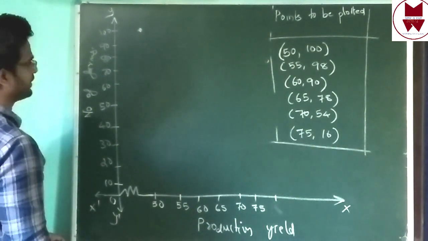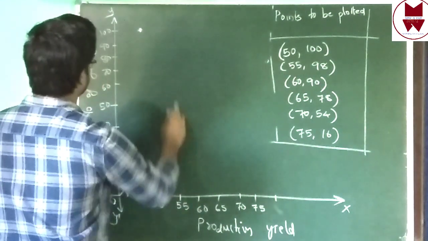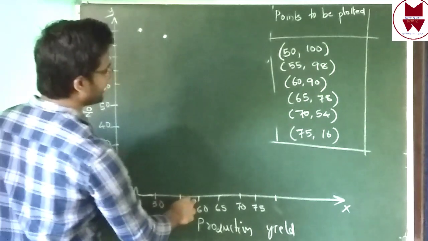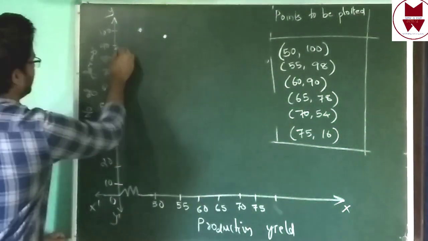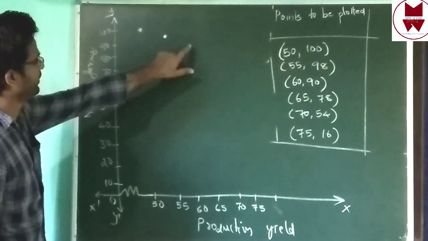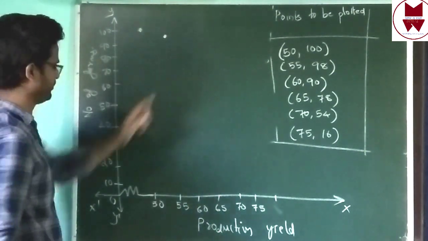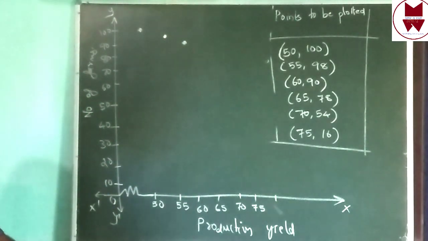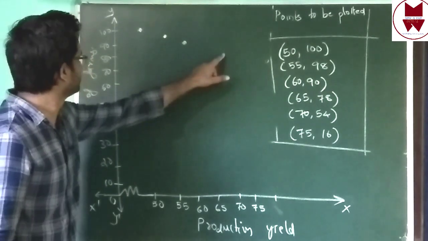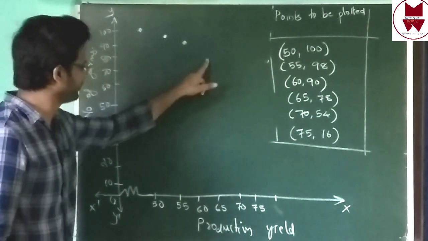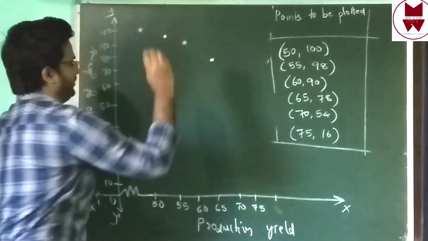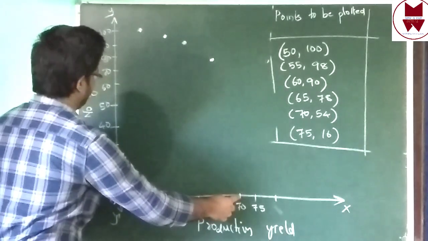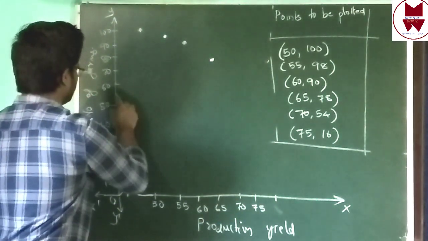The next 55, 98. 55 and 98, this one. Then 60 and 90. You can see here the joining point of 60 and 90. The next 65, 78. 65, then 78, here nearby 80, isn't it? Then 70, 54. 70, this one, 54 here.